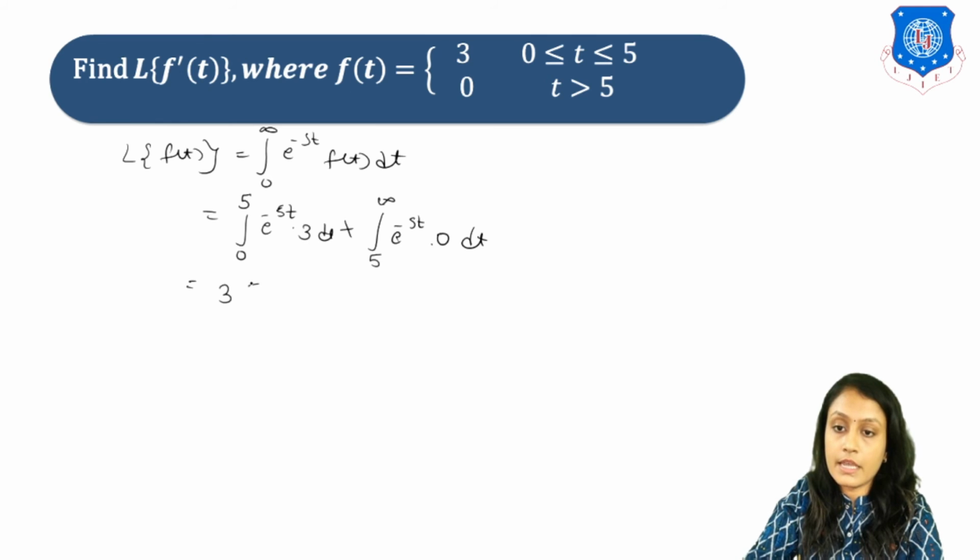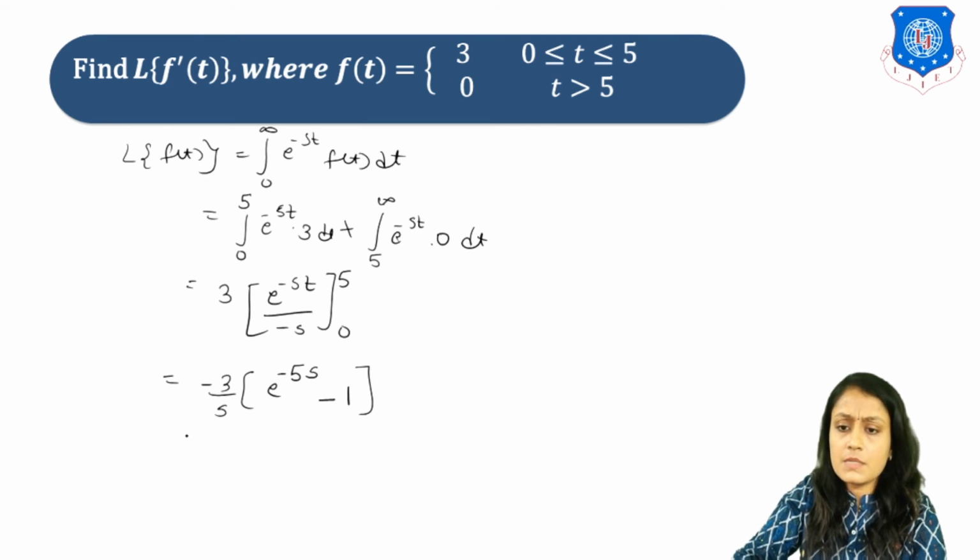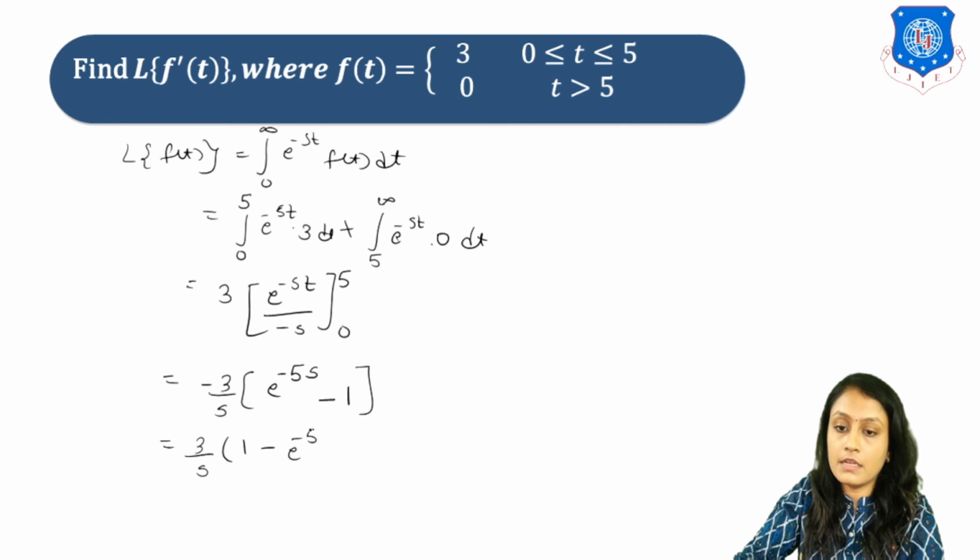Just take 3 outside and integrate. So e raised to minus st upon minus s, and the limits are 0 to 5. Substitute the limit and take this minus 1 upon s outside. So here we have e raised to minus 5s minus e raised to 0, that is 1. Just multiply this negative sign inside. So what you will get is 3 upon s times 1 minus e raised to minus 5s. So this is your answer for Laplace transform of f(t), and this is your F(s).